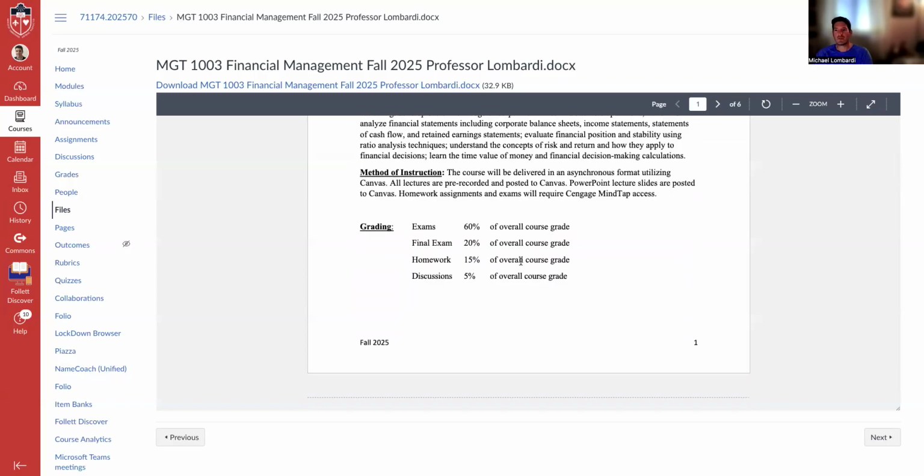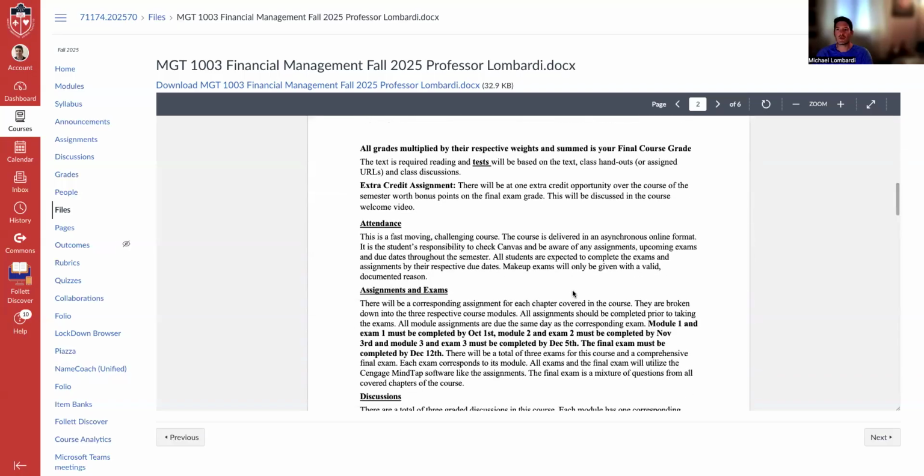So the course grade, we have 3 exams, each worth 60% of the course grade, a final exam worth 20%, homework worth 15%, and graded discussions are worth 5%. Then all grades multiplied by respective weights and summed will be your final grade in the course.